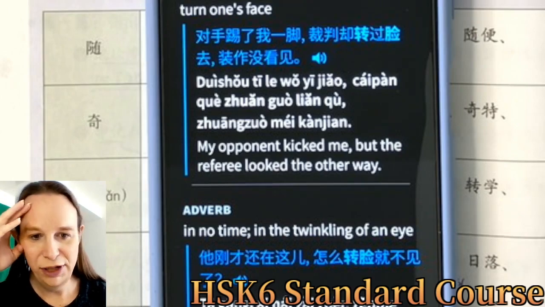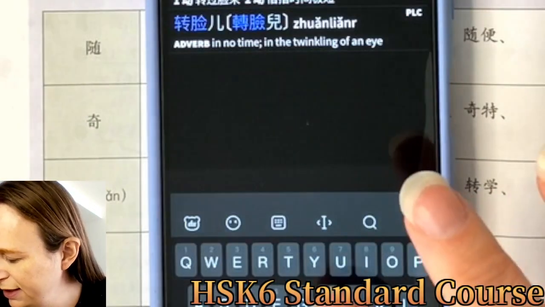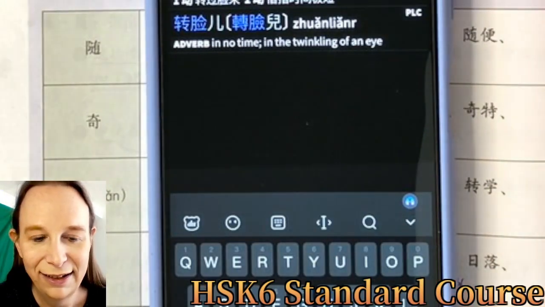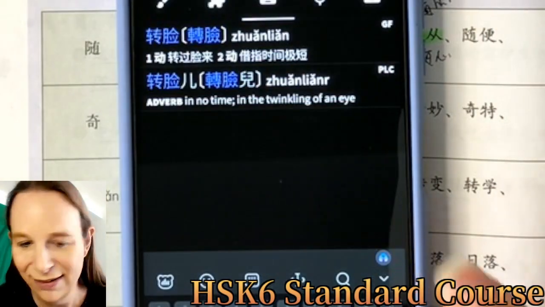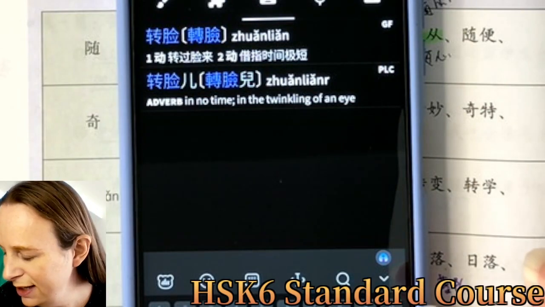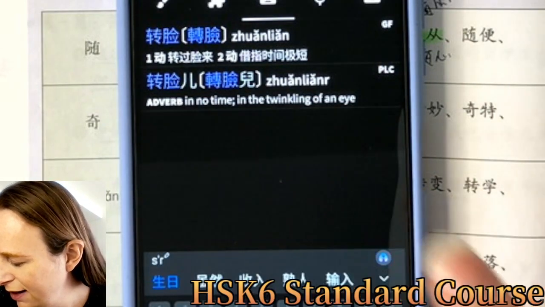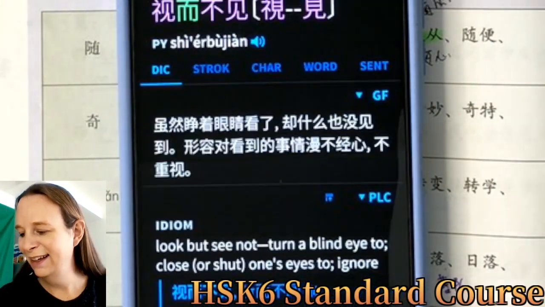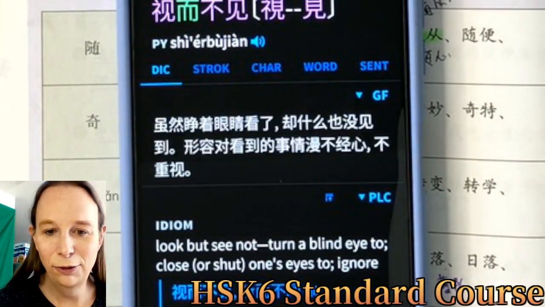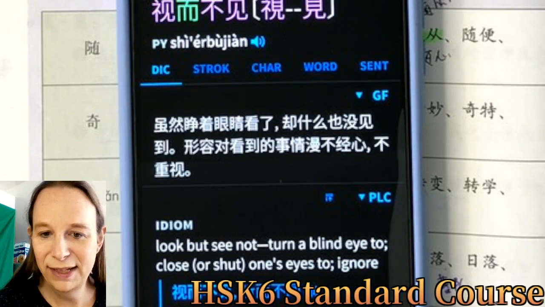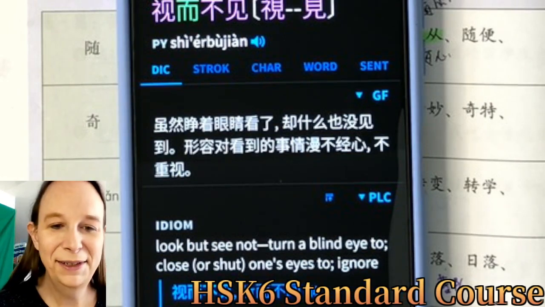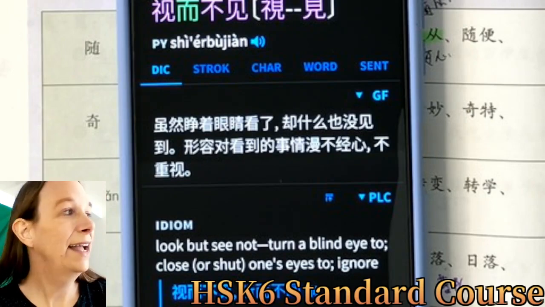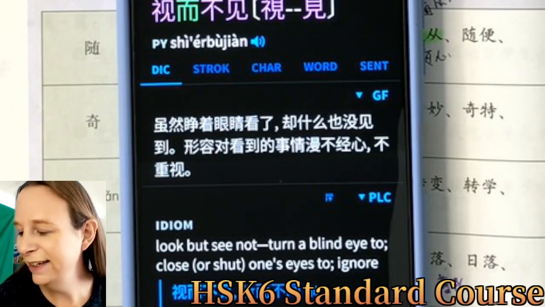Is it 见而不识? 见而不识? No. 看而不见, or something like that. No, 见而不识. 视而不见. 视而不见. This one. Look but don't see. Look but see not. Maybe that's the situation. 视而不见. It's like, I saw it, but I'm going to look that way and pretend I didn't.